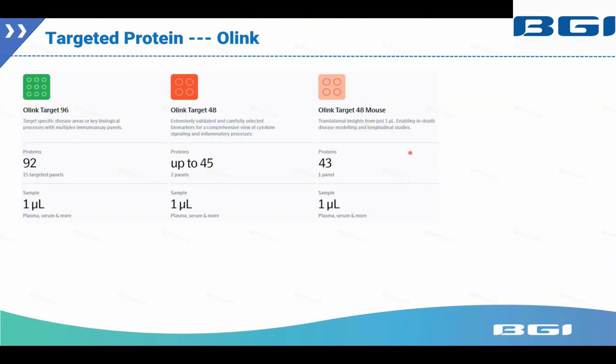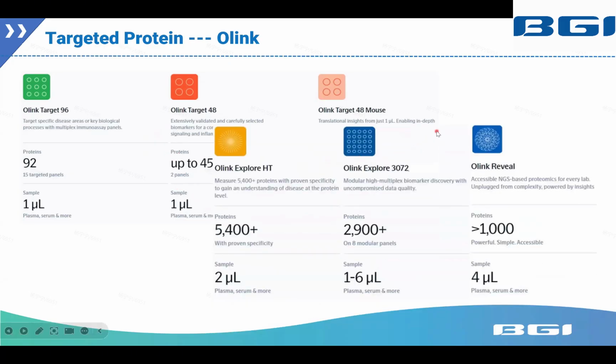And currently, BGI can provide almost all Olink panels, such as the Target series based on qPCR quantification. Also, we can provide the Explore series panels based on NGS quantification. The application of Olink technology mainly focuses on human or mouse blood samples. It's quite common in disease research and large sample cohort studies.